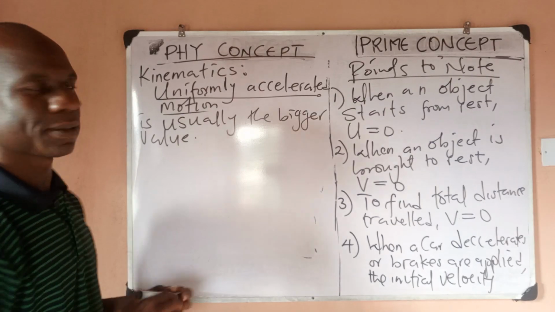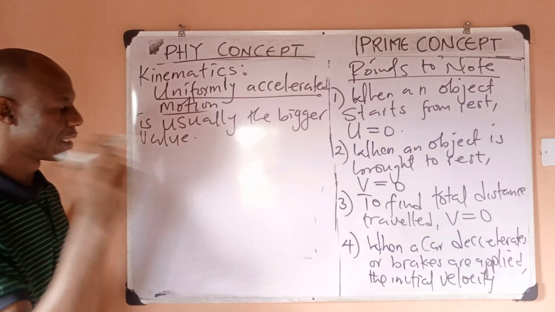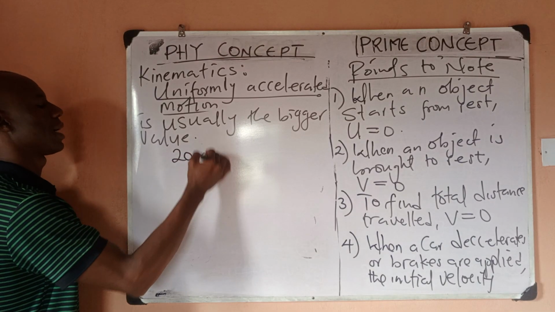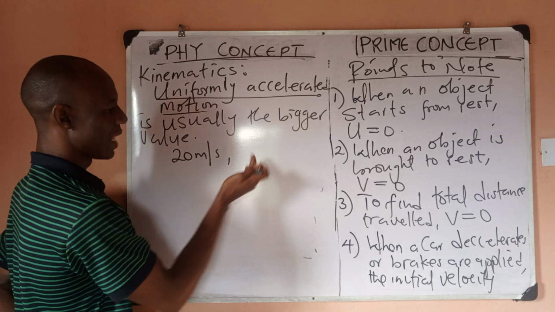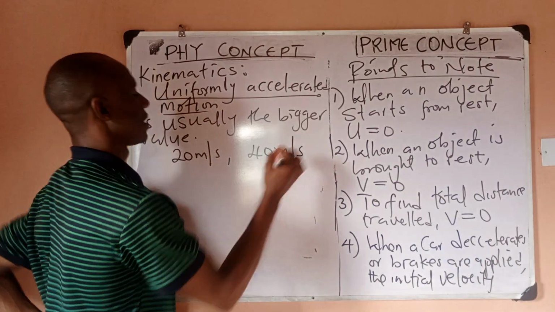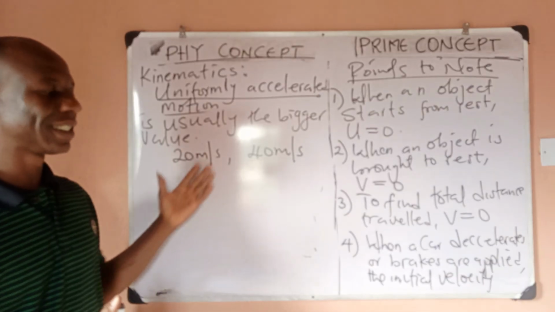So I believe with this statement it is clear. Now let me explain it further to help you understand. Now say you have two velocities. One is 20 meters per second, and the second velocity in the same question is 40 meters per second. Now they say a car with this velocity is decelerating.